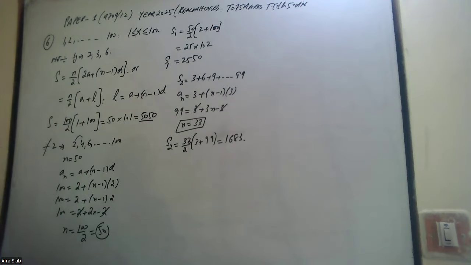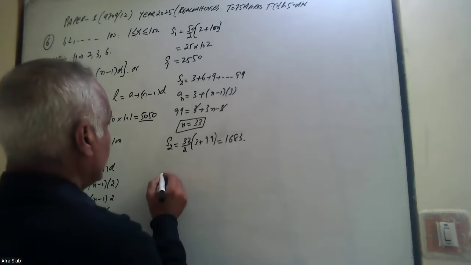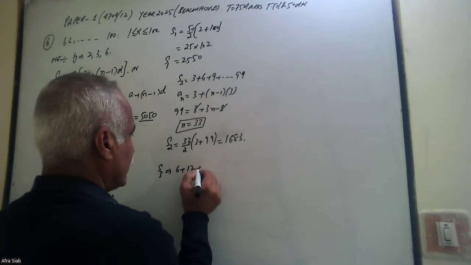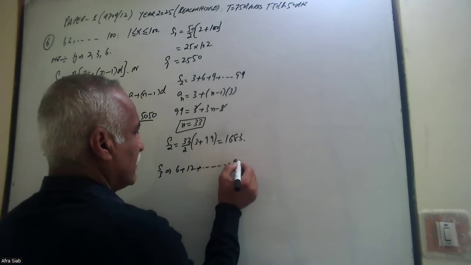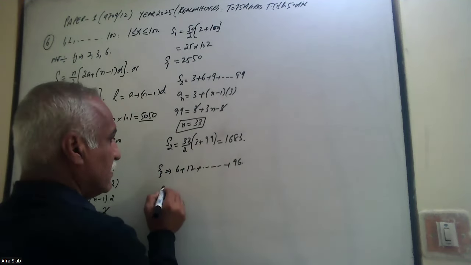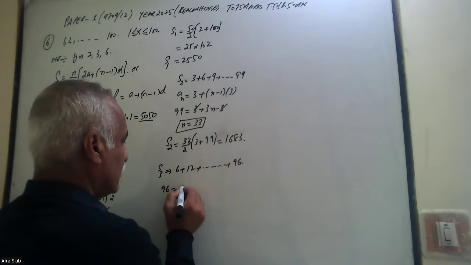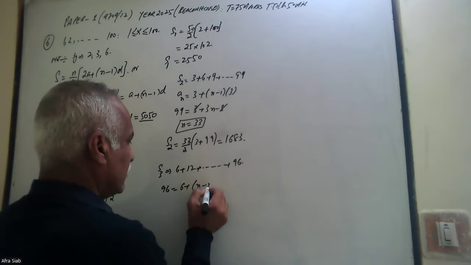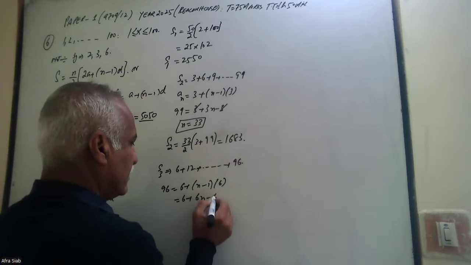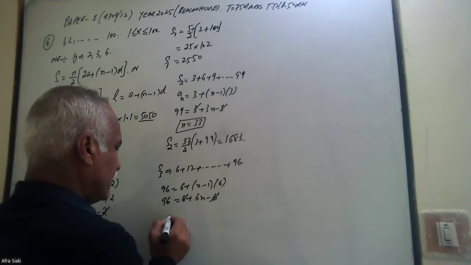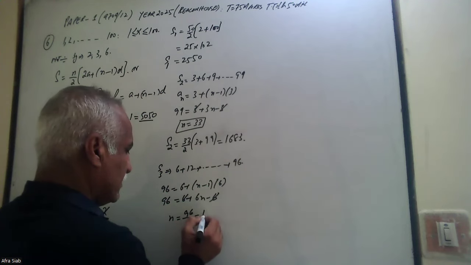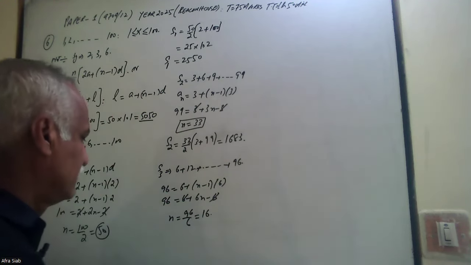Now we are going to divide it by the 6. So S3 is basically equal to 6 plus 12 plus up to 96. So here n will be calculated as 96 is equal to 6 plus n minus 1 into 6, which is equal to 6 plus 6n minus 6 is equal to 96, or n is equal to 96 over 6, that is equal to 16.